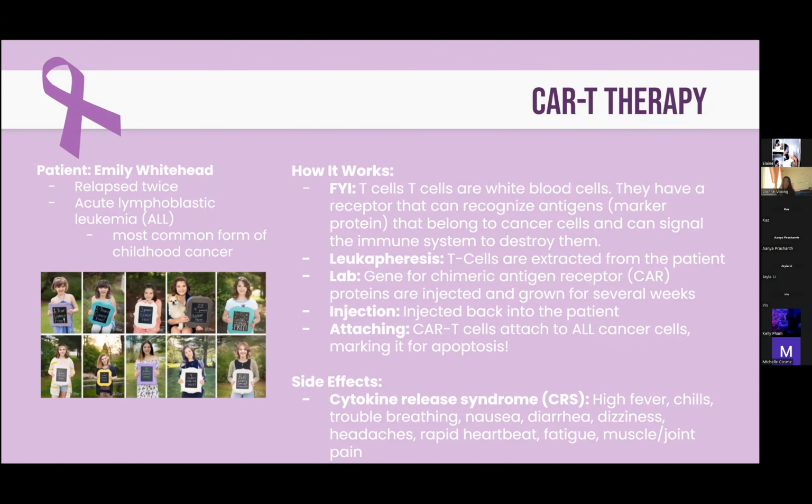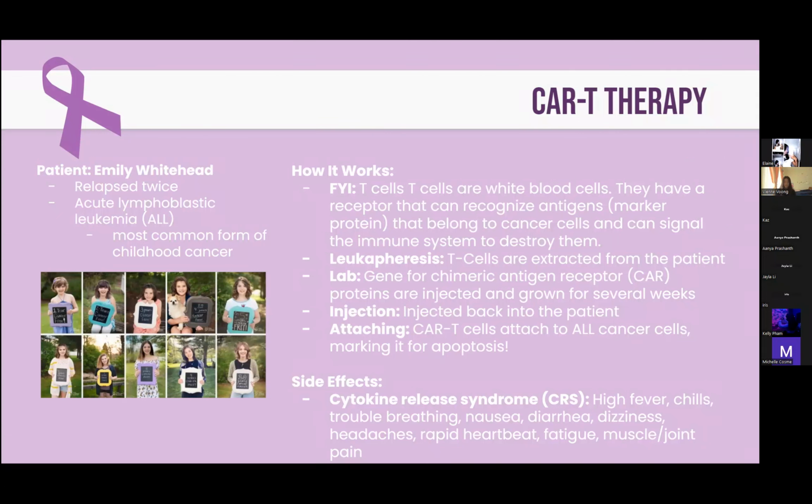So before I get into what CAR T therapy is, I'm going to explain what T cells are. T cells are a type of white blood cell that fight infections. They each have receptors that recognize antigens, which are proteins that mark a cell, and this can cause the immune system to attack cells with foreign or abnormal antigens, such as those found on cancer cells.